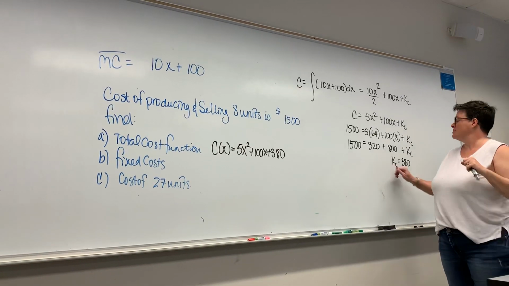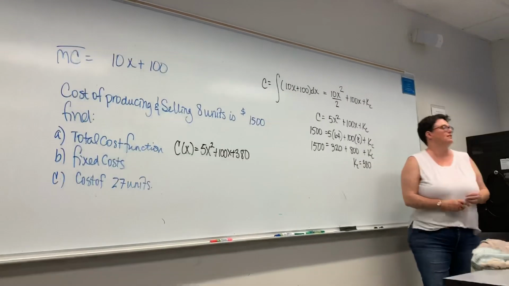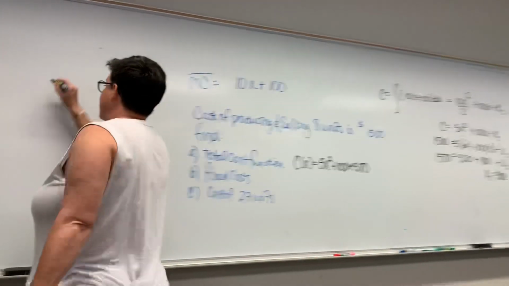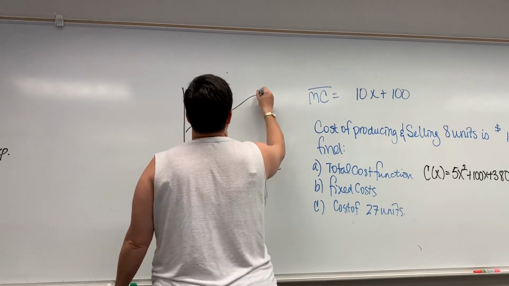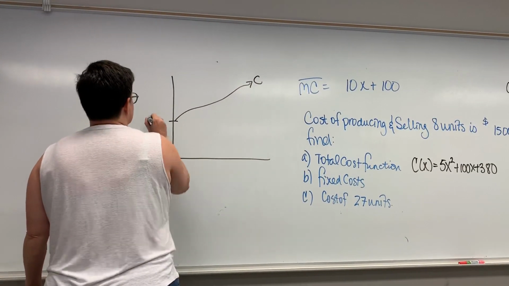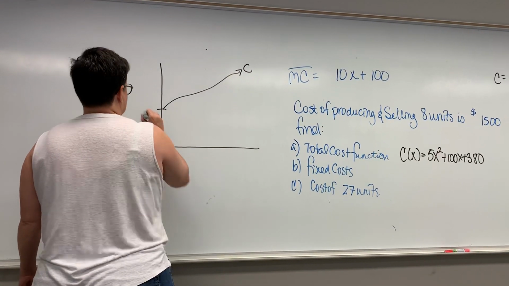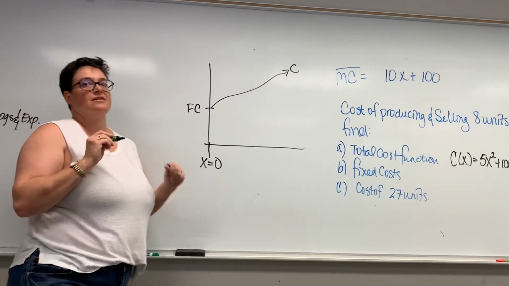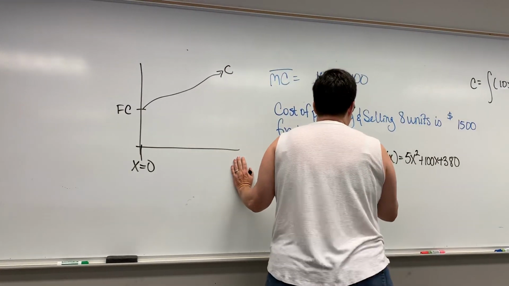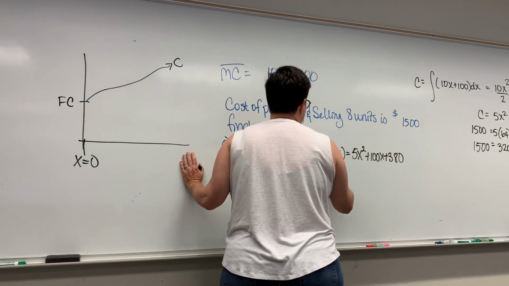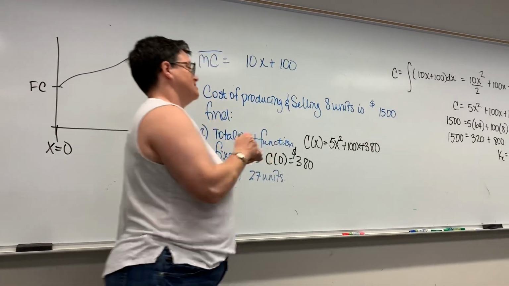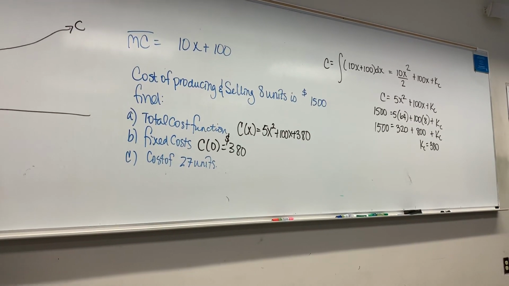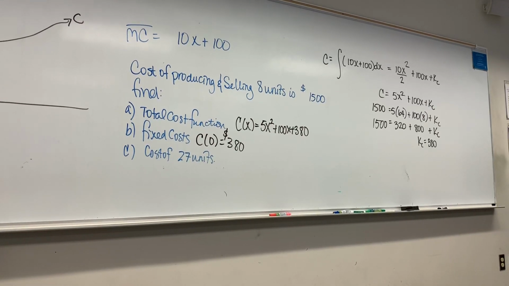You don't just look at k sub c. K sub c is not necessarily your fixed cost. You must set x equal to 0. Sometimes it is, sometimes it isn't. Your fixed cost is where x equals 0. Whatever cost is left over when you zero out x, that's your fixed cost. So C of 0 happens to be, in this case, $380, but it isn't always going to be. That's the proper procedure.